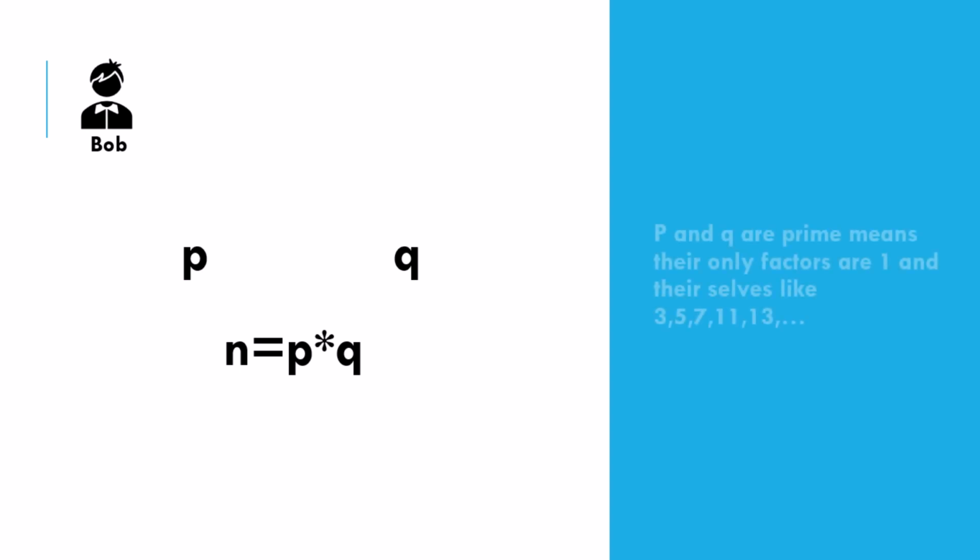Bob chooses two large prime numbers, P and Q, and computes their product, N equals P times Q. This is called the modulus, and it determines the size of the keys. P and Q are prime, which means their only factors are 1 and themselves, like 3, 5, 7, 11, 13.